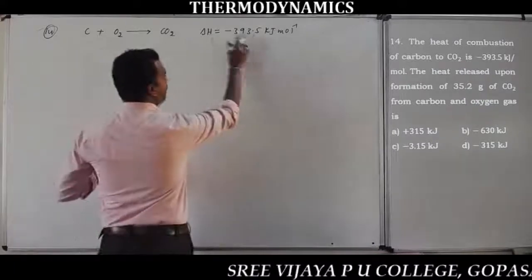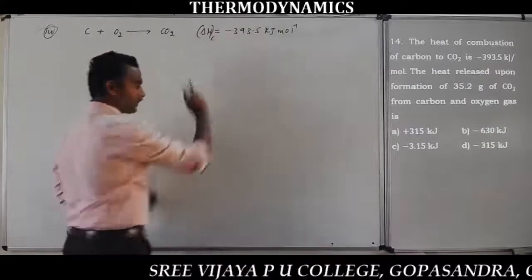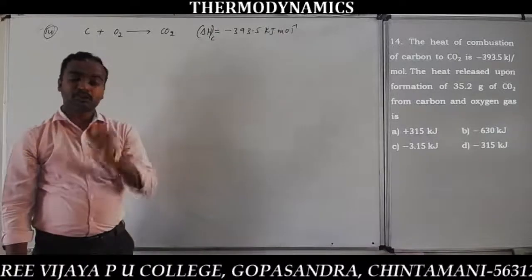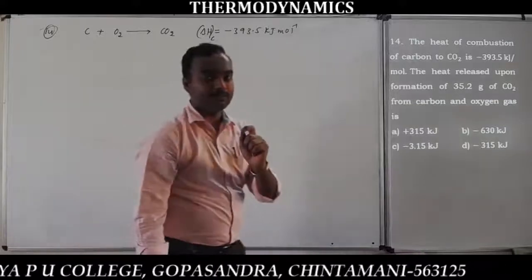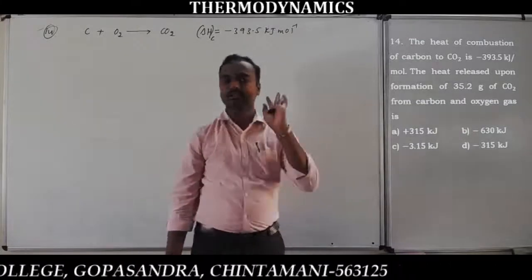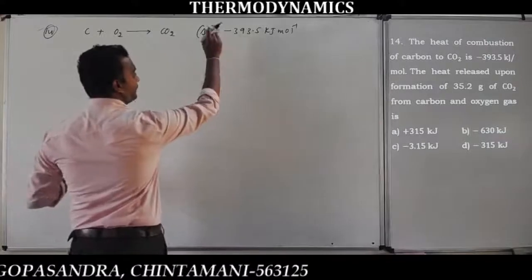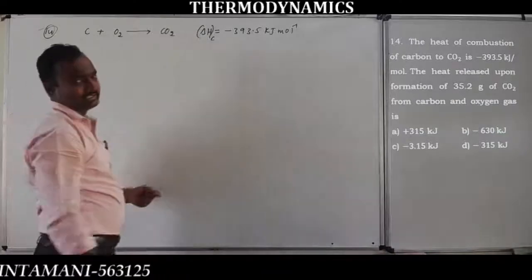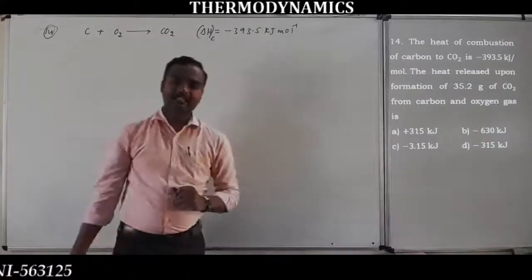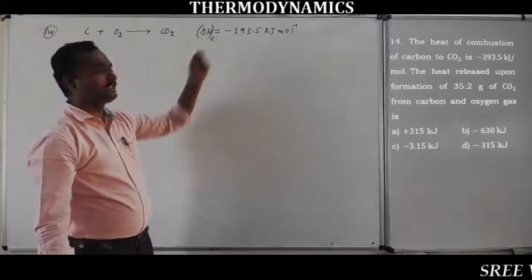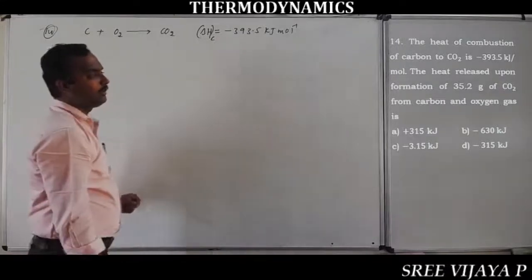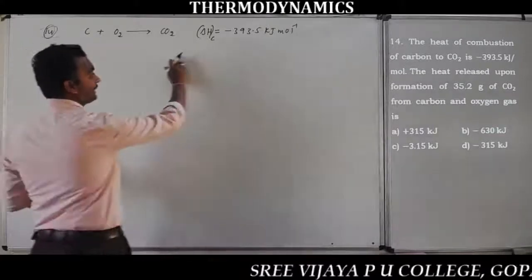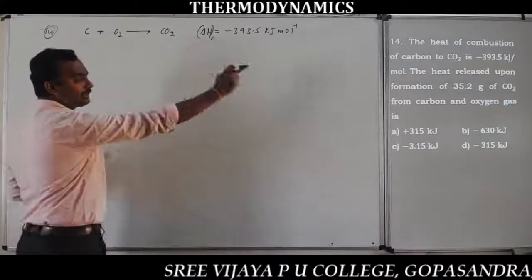So the heat that comes here is the delta H of combustion, the enthalpy of combustion, very very important. We always calculate for 1 mole, as already said in the previous class. So the enthalpy of combustion reaction is always exothermic, that is heat is liberated. Here there is a formation of 1 mole of the compound, carbon dioxide, and the liberation of heat is 393.5 kilojoule per mole, that is the enthalpy of combustion. What we need is the heat released upon formation of 35.2 gram of carbon dioxide. So along with the heat, they have also given a relationship with the mass of carbon dioxide.